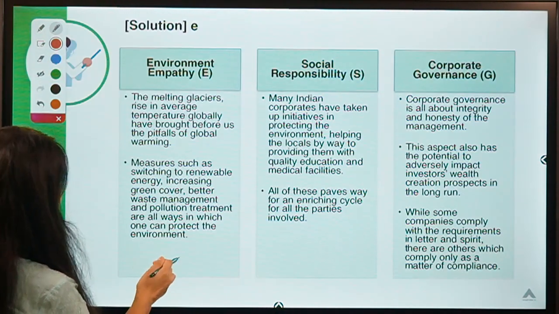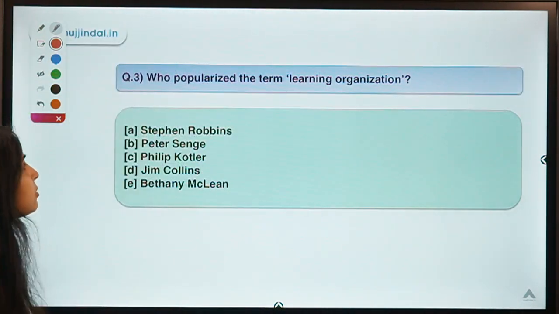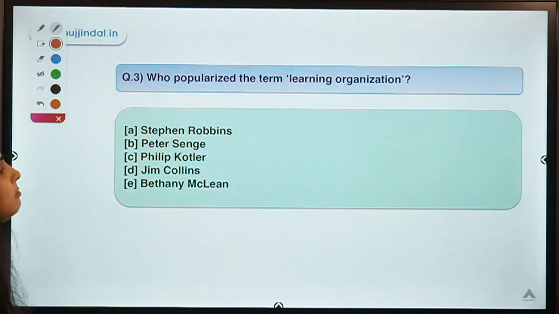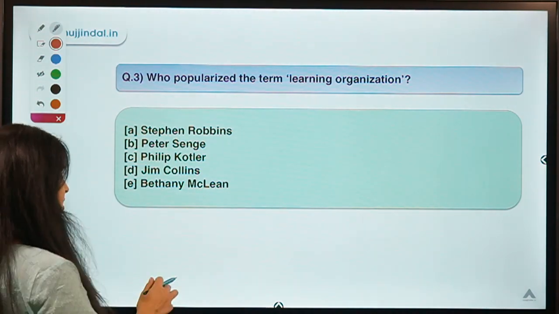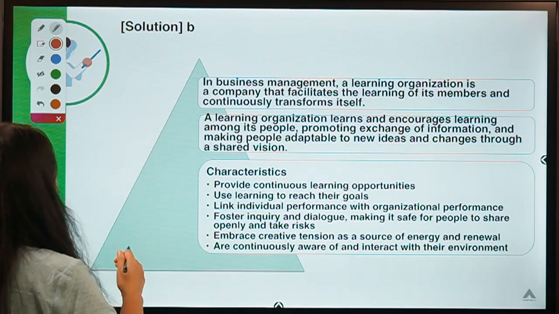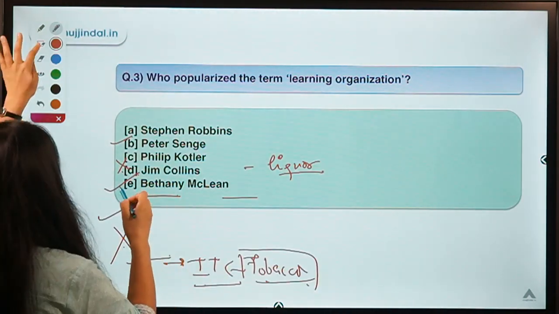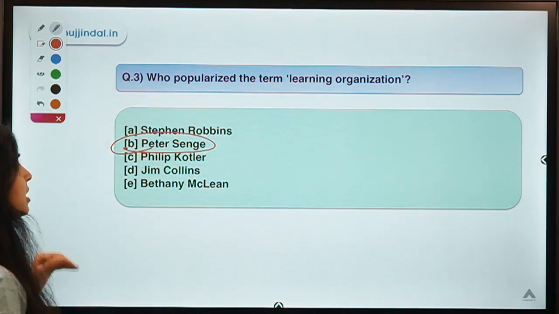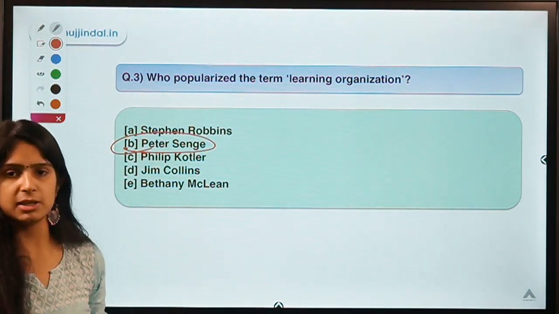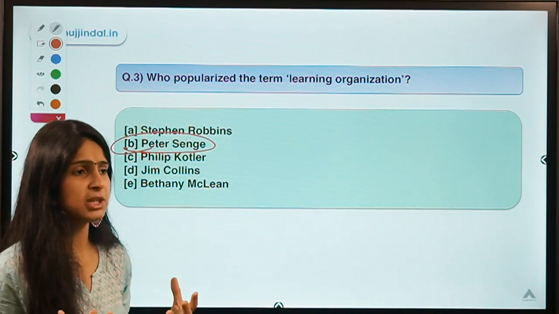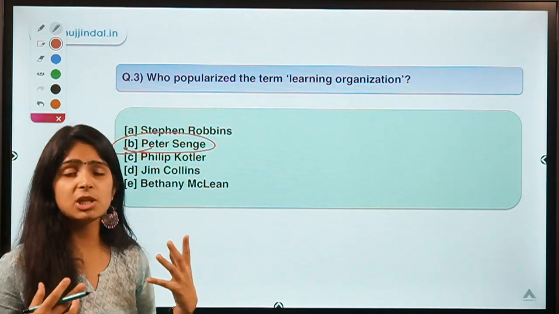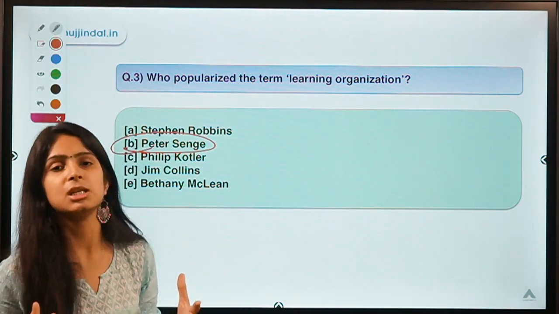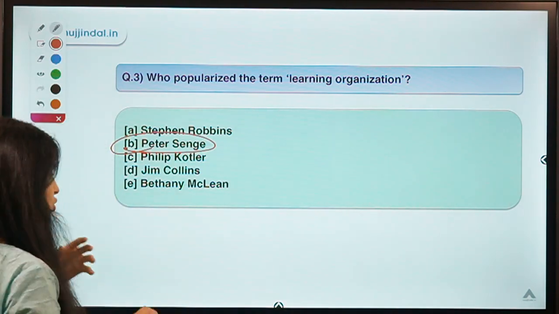Moving ahead. So here is the third question for today, which says, who popularized the term learning organization? Very simple question, and the correct answer for this question is option B. Option B means Peter Senge. So talking about learning organization, I think the name is enough to tell you. An organization which learns continuously is known as a learning organization.